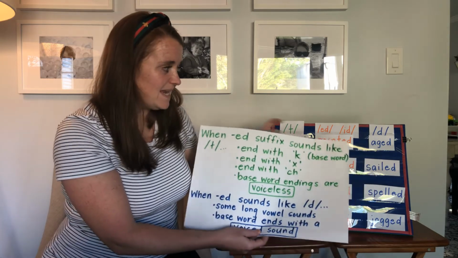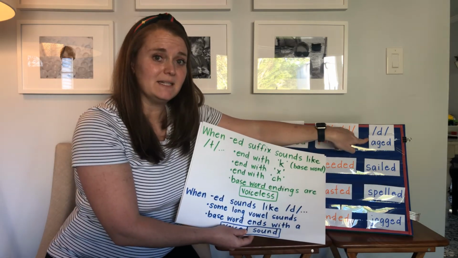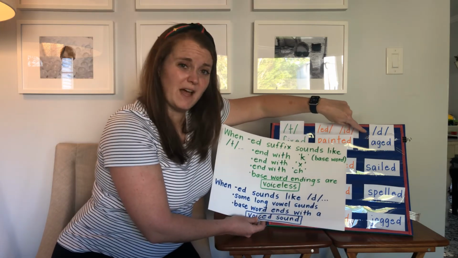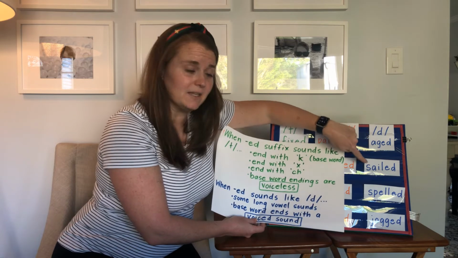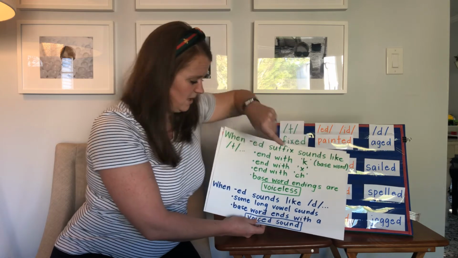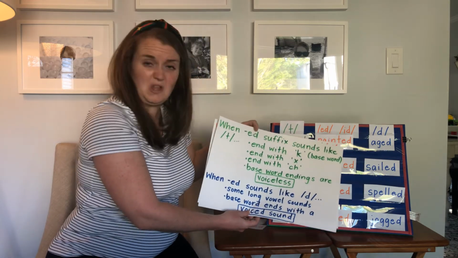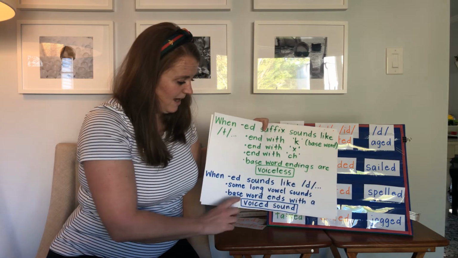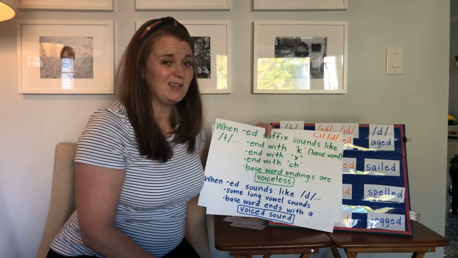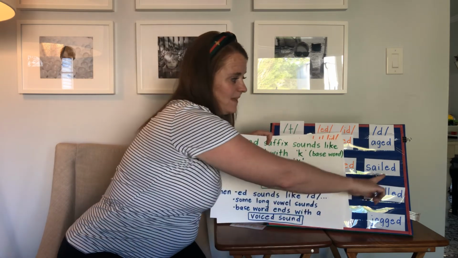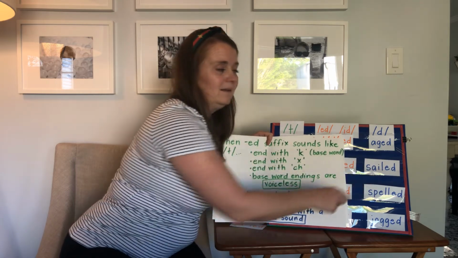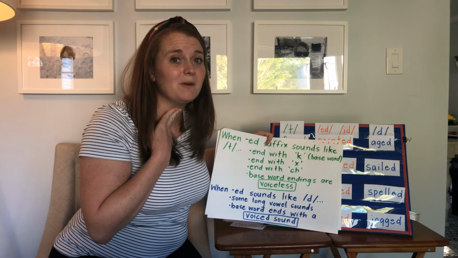My notes for when the ED sounds like a D are that I noticed some of these words have long vowels. Aged, sailed, but spell does not, and jog does not, but some of them did. So I made a note that maybe the long vowel has something to do with it. I also noted that these base words end with voiced sounds. So if you say the ending sound, l, as in sail, and put your finger on that voice box, you'll feel a vibration.